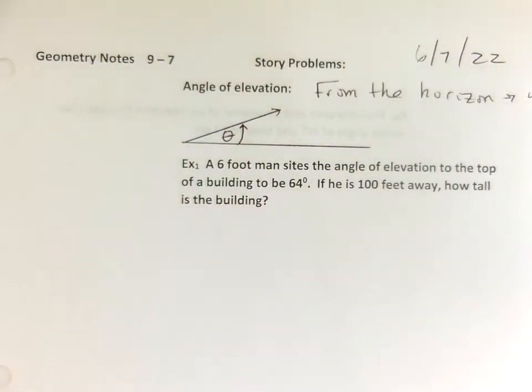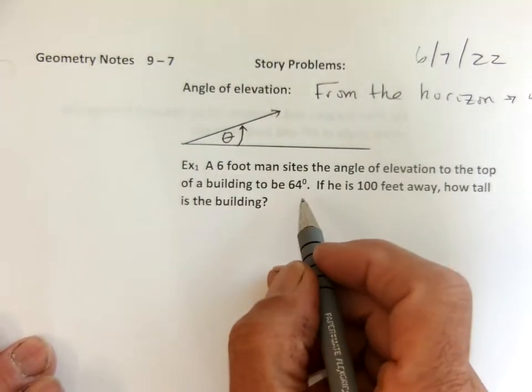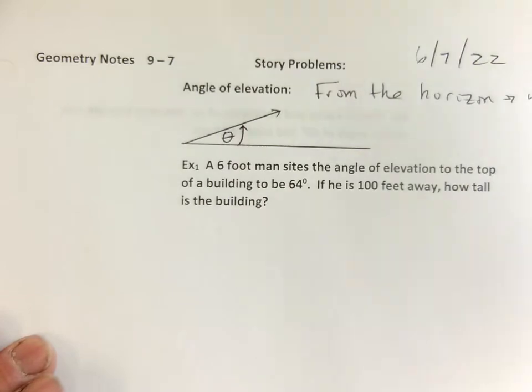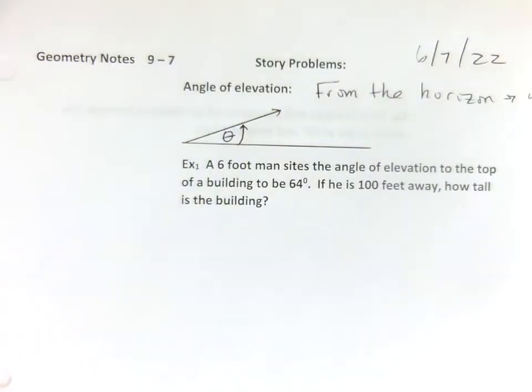Let's do it again. A 6-foot man sights the angle of elevation at the top of a building to be 64 degrees. If he is 100 feet away, how tall is the building? Now, don't let the words freak you out. We're doing right triangle trig. Let's just draw a right triangle. Drawing a picture is very helpful.